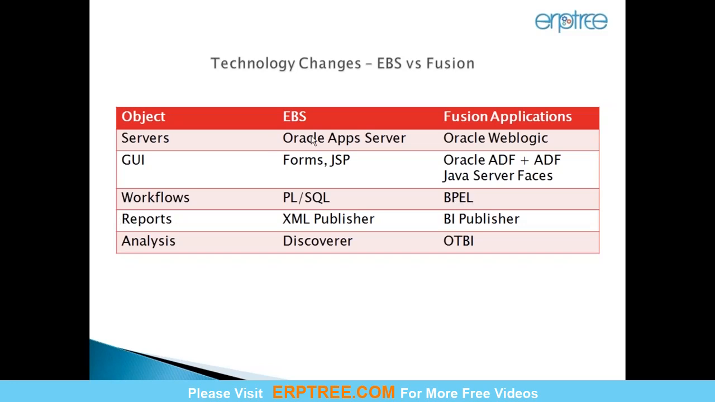And when I talk about reports in EBS, we have XML Publisher reports, but in Fusion we have BI Publisher reports for all the applications. Okay, for all the applications we have BI Publisher reports. For GL, in the place of FSG, in Fusion we have Hyperion Financial Reporting. And when I talk about analysis, when you want to analyze something, in EBS case we use Discoverer reports, but in Fusion we can use OTBI reports. OTBI analysis you can conduct, it's nothing but Oracle Transaction Business Intelligence.